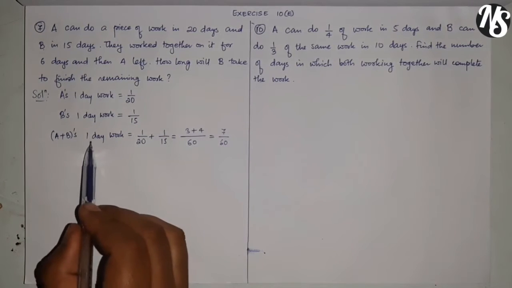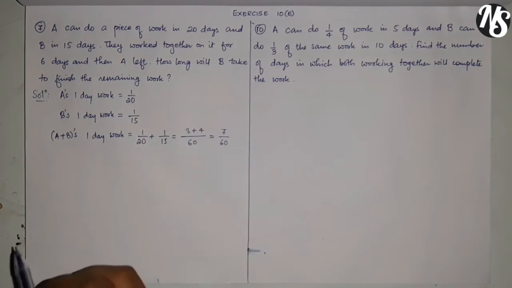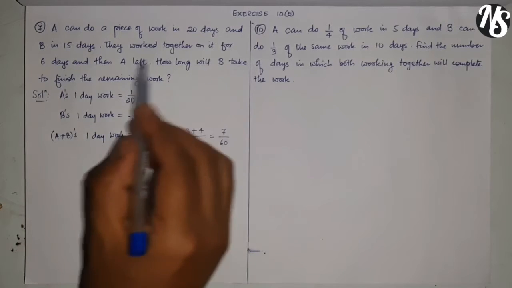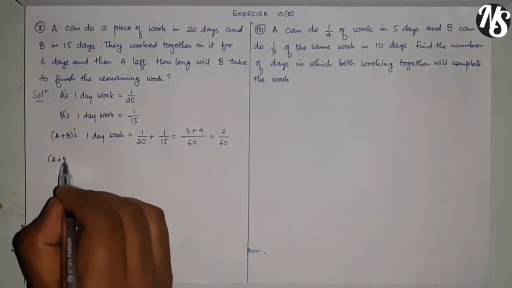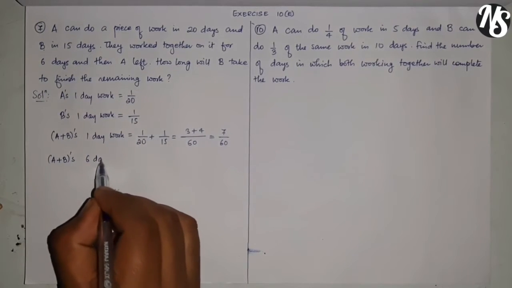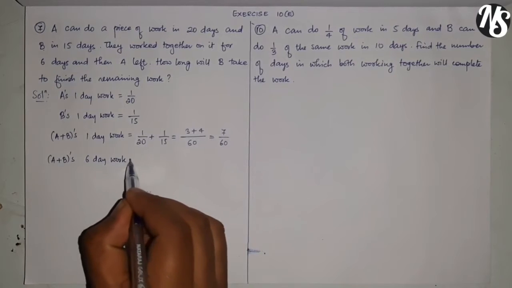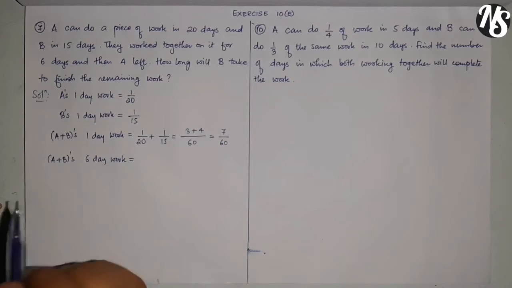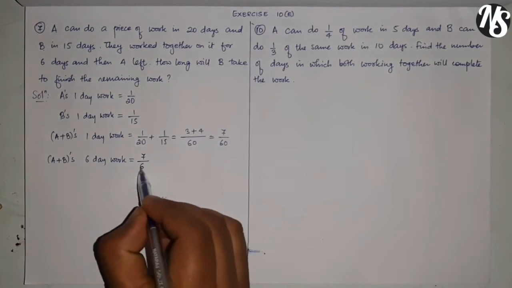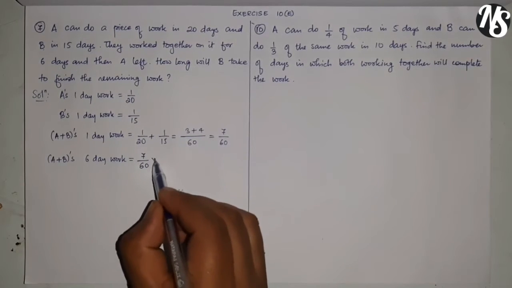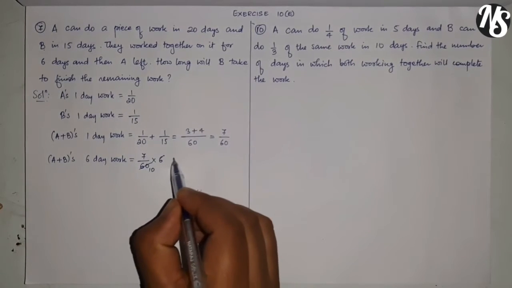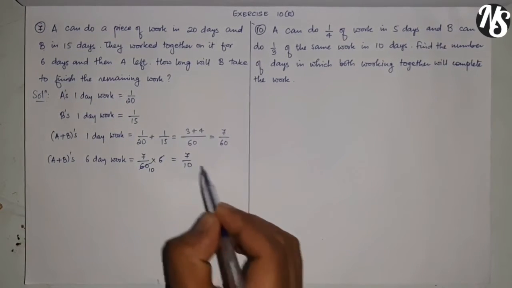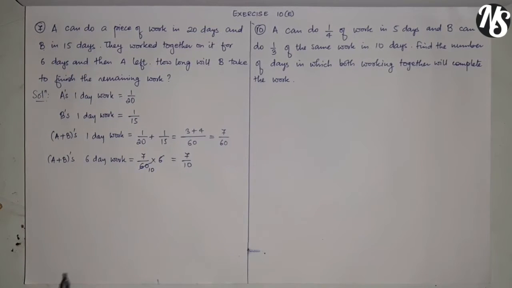So in one day, A and B are going to finish this much work, but they have worked together for 6 days, isn't it? So let's see how much part will be done by A and B in 6 days. In one day they have finished this much, so since they have worked for 6 days, I need to multiply by 6. You see these two get cancelled. So in 6 days together they can finish this much of the work.